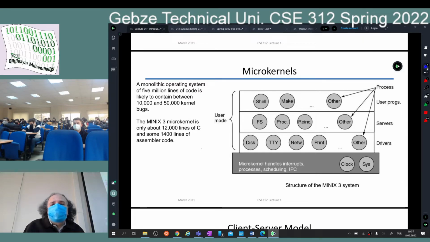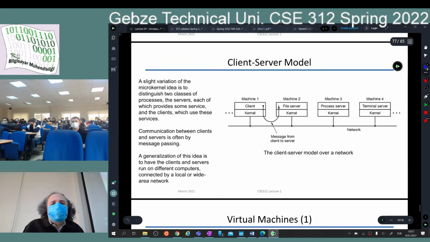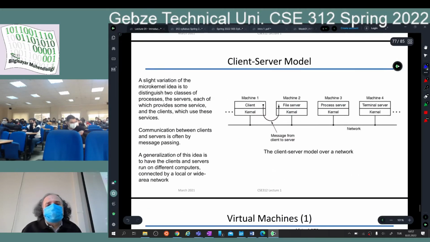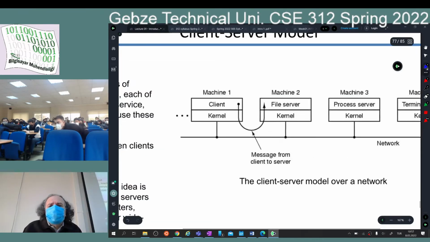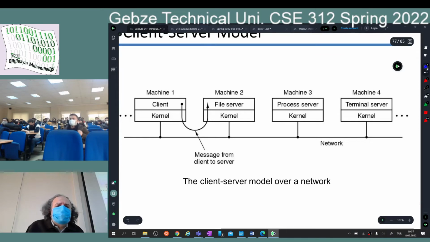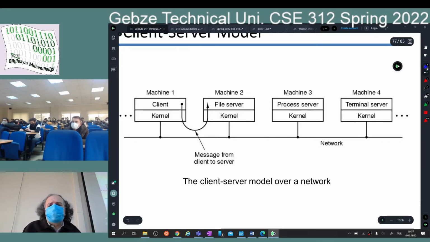Okay, that's why I can say that Minix is a microkernel operating system. A slight variation of this one is the client-server model. So you would say that your operating system is in parts. There are many modules like the file server, process server, terminal server, networking server, and so on. Each one is running on top of the kernel. It communicates with the kernel.